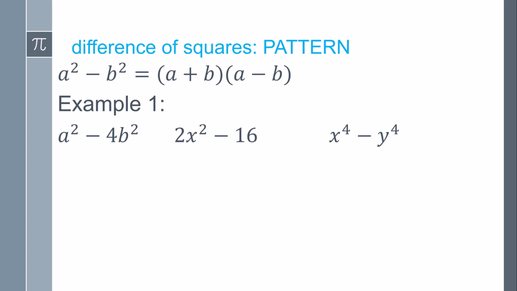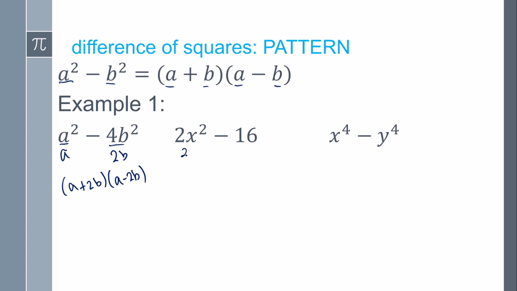If you remember, if you have two perfect squares, a squared minus b squared, it factors into a plus b, a minus b. So all you need to do is find what your a and b is, and you can do the pattern. So if I had a squared minus 4b squared, well, my square root of that would be a, square root of that would be 2b, so I could say that this is a plus 2b, a minus 2b.